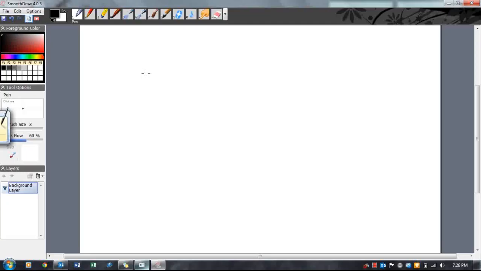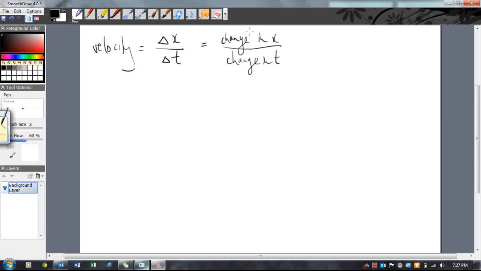Alright, so onto something else now. So just to be able to use those, what we're going to talk about is velocity. And velocity is equal to the change in position over the change in time. Okay, so just in case you don't know this notation, the triangle means the change. So the change in x over the change in time. Okay, so that's our velocity.